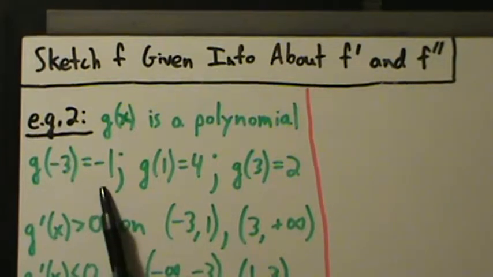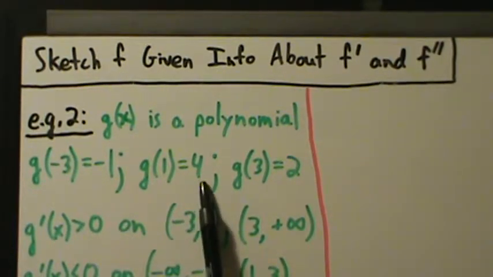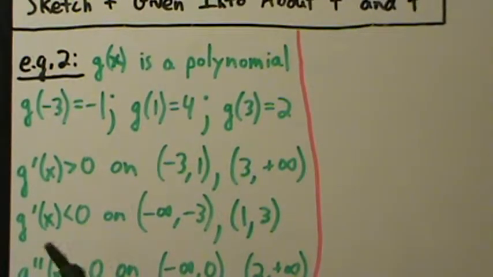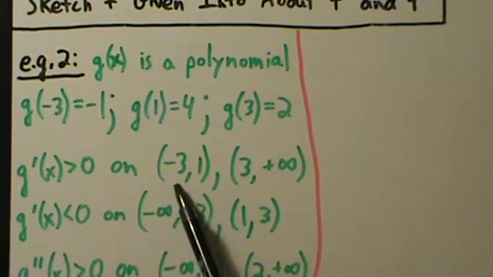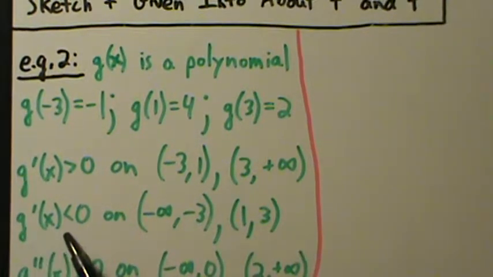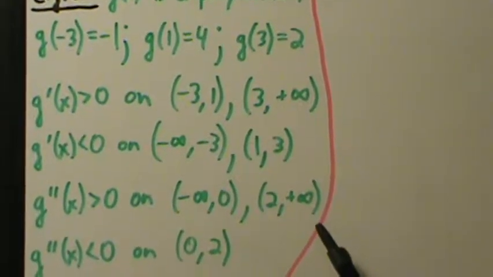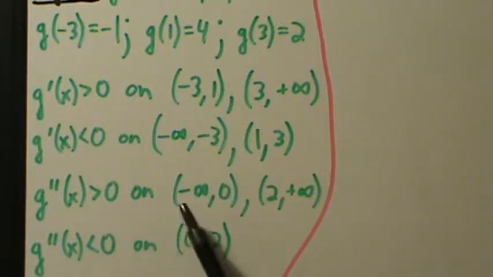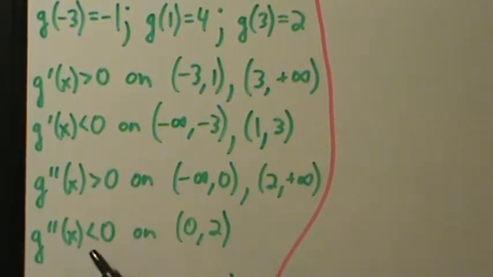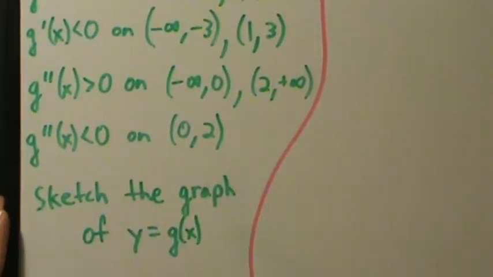g of negative 3 is negative 1, g of 1 is 4, g of 3 is 2, and we're told that g prime is positive on negative 3 to 1, and 3 to positive infinity, and g prime is negative on negative infinity to negative 3 and 1 to 3. And g double prime is positive on negative infinity to 0 and 2 to infinity, and g double prime is negative on 0 to 2. Okay? And what we want to do is sketch the graph of y equals g of x.